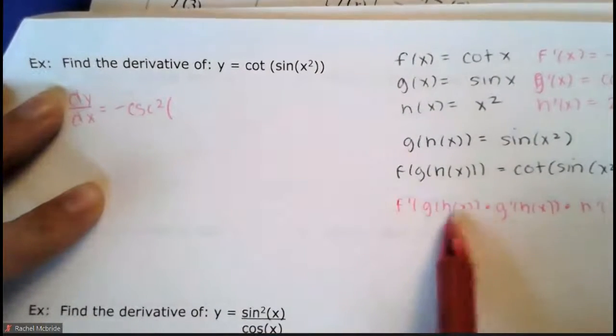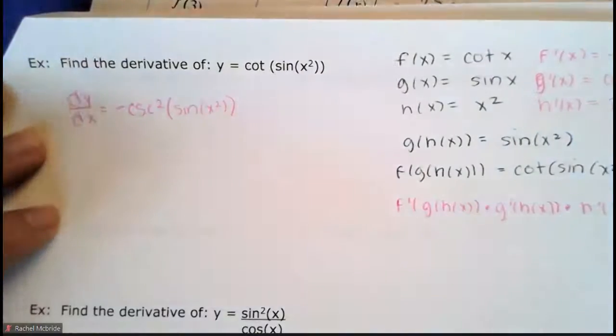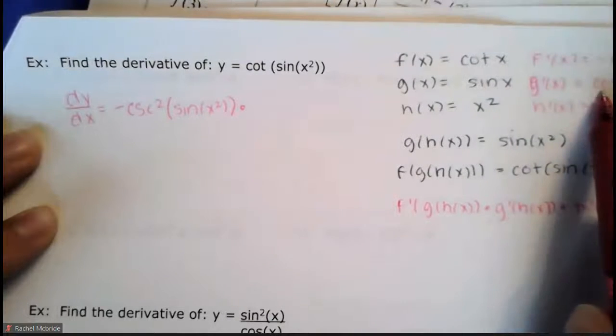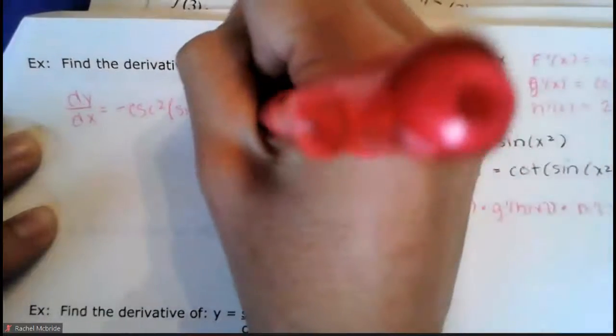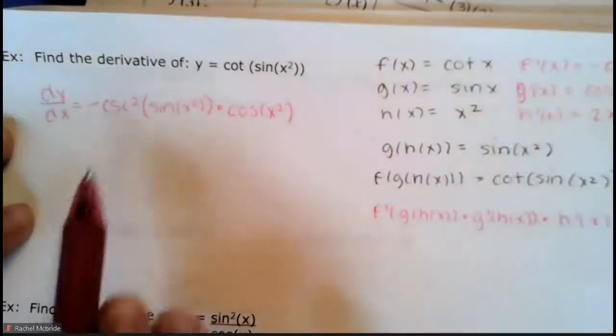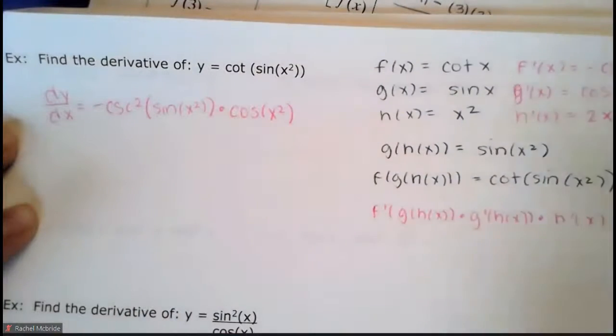And then we know that the g of h of x is going to stay. So it's sine x squared times g prime of h. So g prime is cosine, and h is x squared. So it's negative cosecant squared sine x squared times cosine x squared times h prime of x.